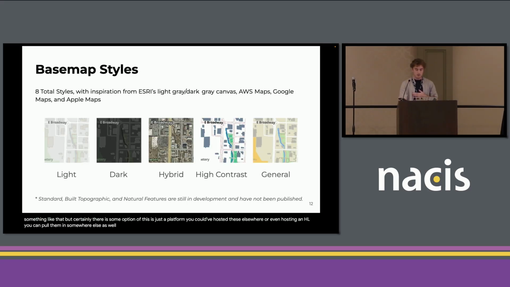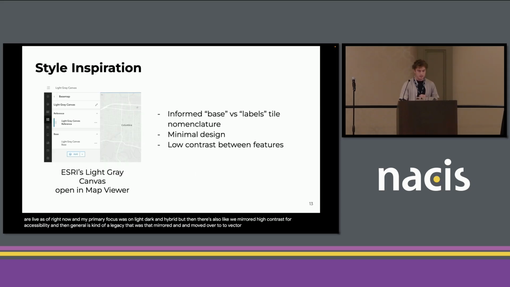So to start with some basemap styling, so here are some screenshots of the styles that we created. There are 8 total, 5 of which are live as of right now. And my primary focus was on light, dark, and hybrid. But then there's also, like, we mirrored Esri's high contrast for accessibility, and then general is kind of a legacy that we mirrored and moved over to vector. So just an idea there.